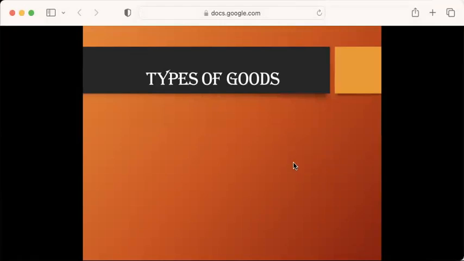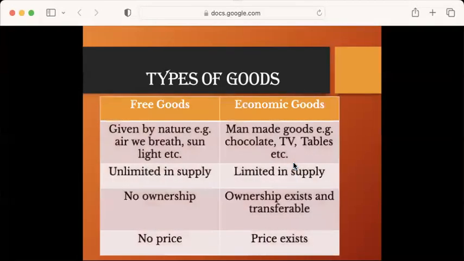One of the most basic classifications is about free and economic goods. First of all, yes, I'm going to talk to you about free goods, but actually remember, free goods do not matter when discussing economics and economic problems. We will see why that is the case.